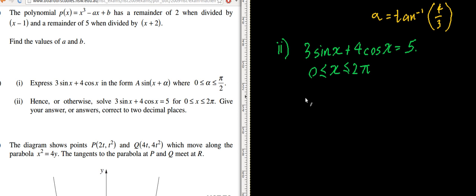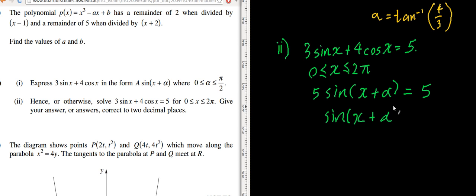So basically what we're going to do instead is, from the first one, a sine of x plus alpha, so I don't know what the number is, so I'm just going to write alpha, has to be equal to 5. So there you go. Looking at this, sine of x plus alpha has to be equal to 1. So rather than thinking of this one, we're actually dealing with this equivalent trig instead. So sine of x plus alpha equals 1.